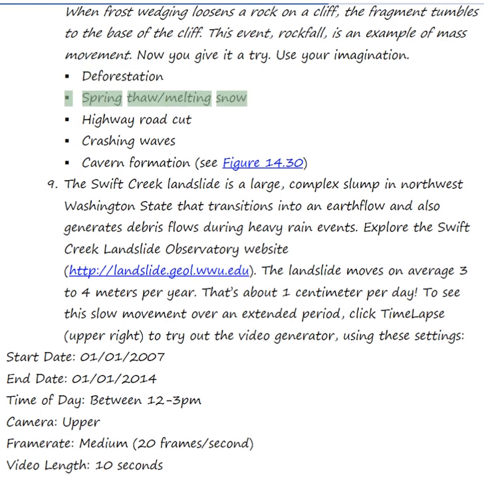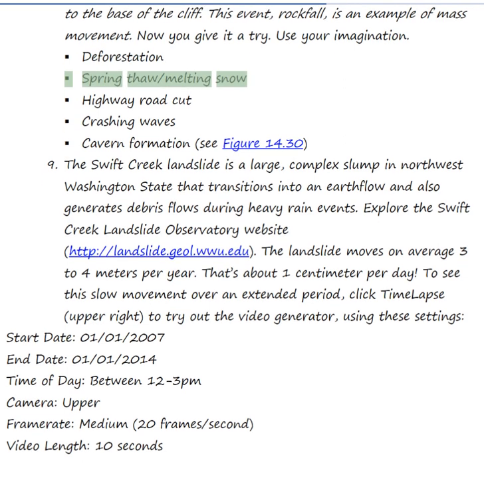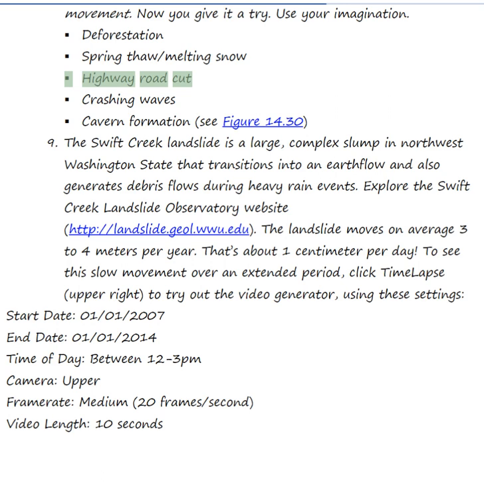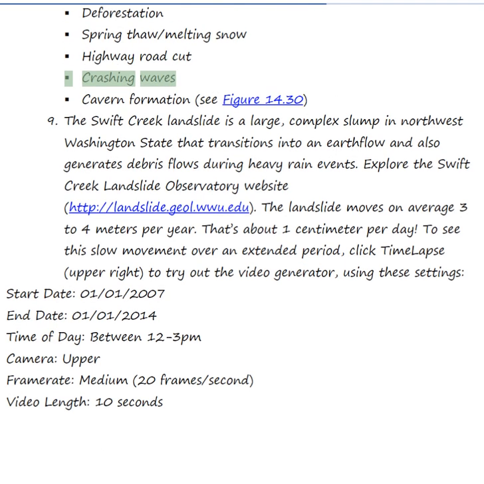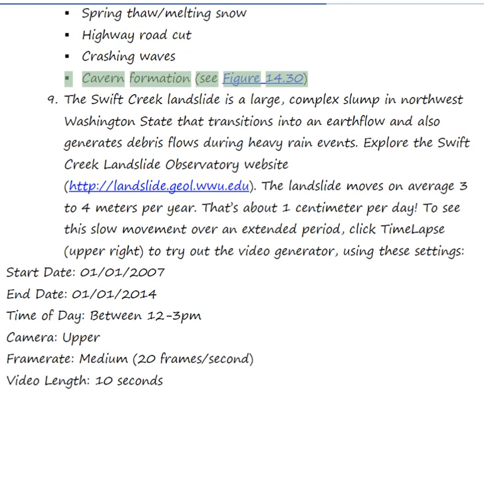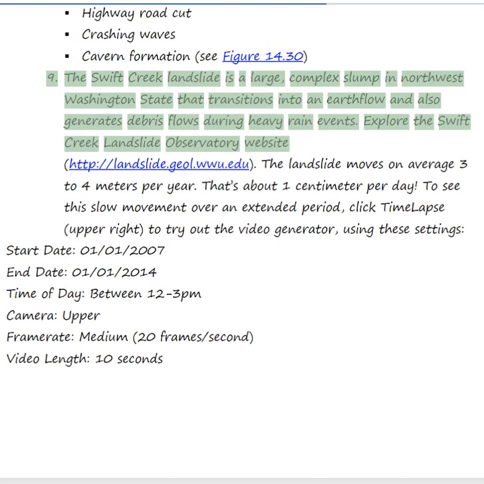Deforestation. Spring thaw melting snow. Highway road cut. Crashing waves. Cavern formation. 9. The Swift Creek landslide is a large, complex slump in northwest Washington state that transitions into an earth flow and also generates debris flows during heavy rain events.